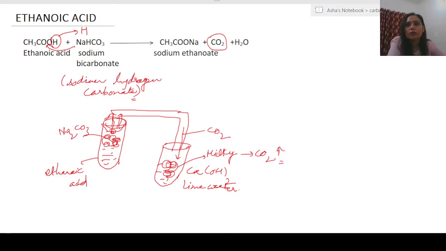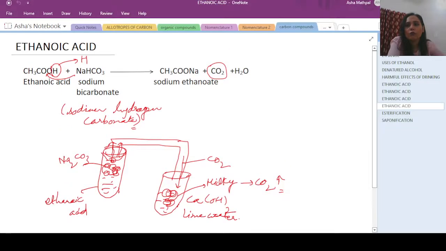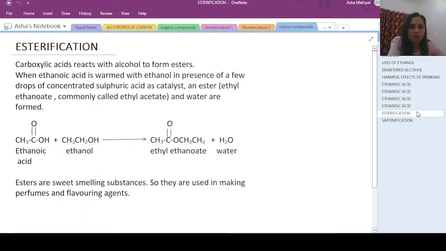Now let us go to one of the very important parts of it, that is esterification. By this time you have understood ethanol and ethanoic acid. Now whenever the carboxylic acid, basically we are talking about ethanoic acid, reacts with alcohol, it forms an ester, a very important compound.